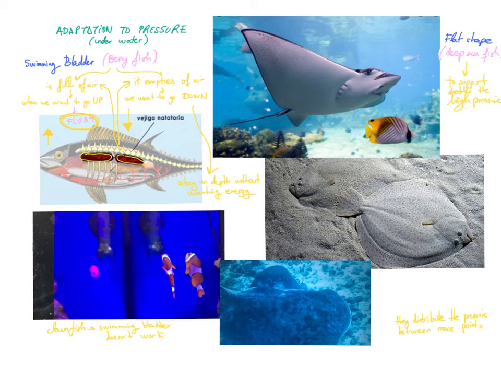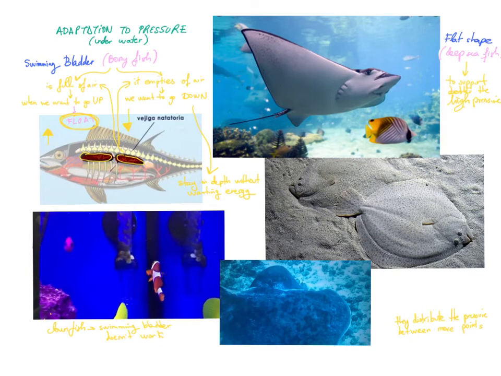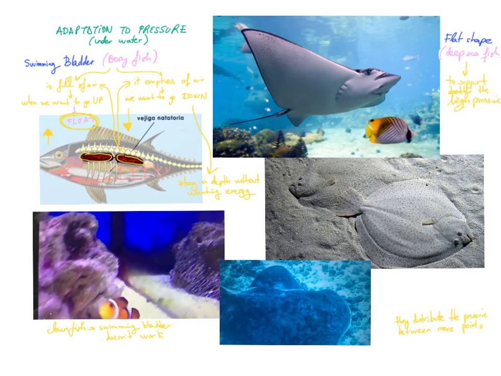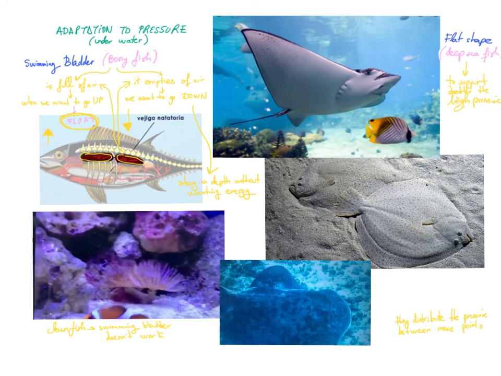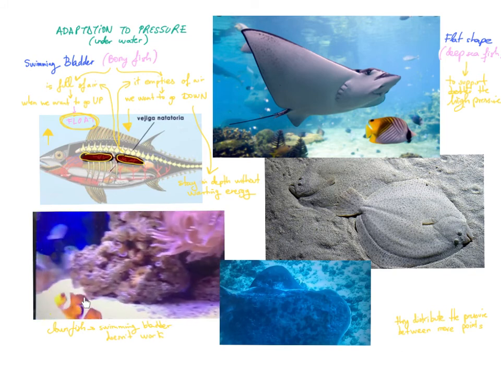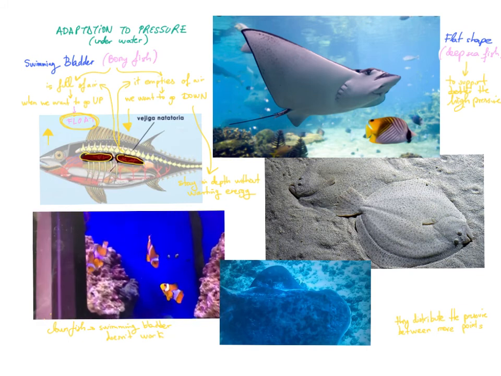In this video, for example, we can see a clownfish trying to go up, but he can't because its swim bladder doesn't work. He's trying to go up, but he can't.